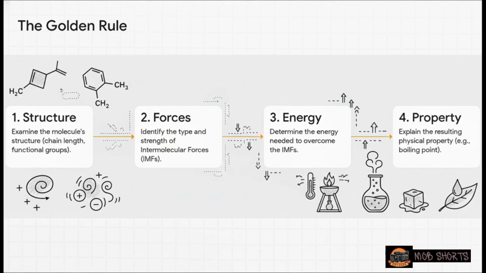Seriously, burn this four-step thinking process into your brain, and you can solve any problem on this topic. It goes like this. First, you look at the molecule's structure. That tells you everything about the type and strength of its intermolecular forces. Then, the strength of those forces tells you how much energy you're going to need to overcome them. And finally, that amount of energy directly explains the physical property, like its boiling point. Structure to forces to energy to property.